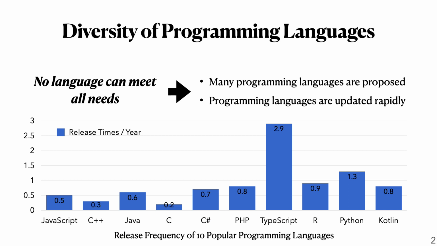Our topic starts with the diversity of programming languages. As you know, no programming language can meet all needs. Therefore, many programming languages are proposed. We collected release logs of 10 popular languages, including their minor and major versions. As you can see in the graph below, these programming languages are also updated frequently.